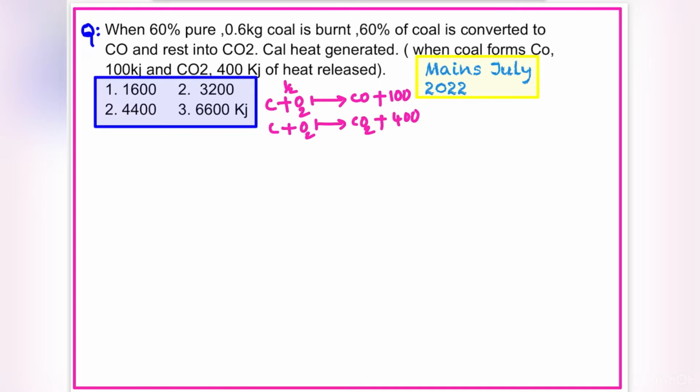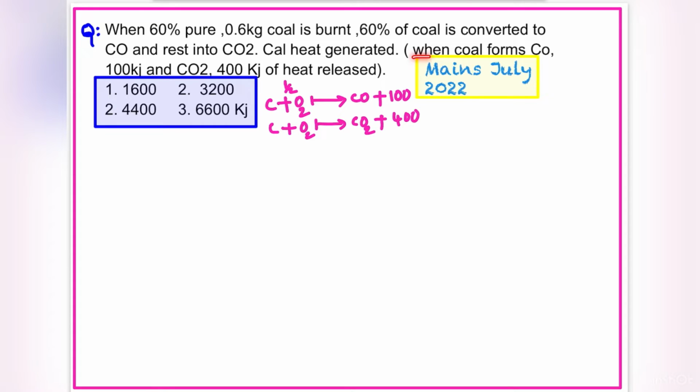Hello. Today we will look at a JEE Mains July 2022 question. This is a chemistry question on stoichiometry and some basic concepts. I will read out the question. When 60% pure 0.6 kg coal is burnt, 60% of the coal is converted to carbon monoxide and the rest is converted to carbon dioxide. Calculate the heat generated in these two processes.